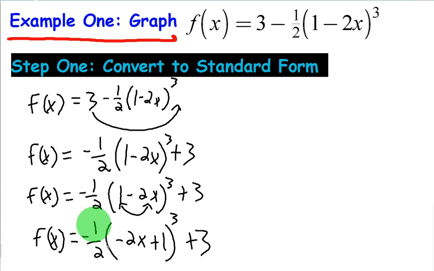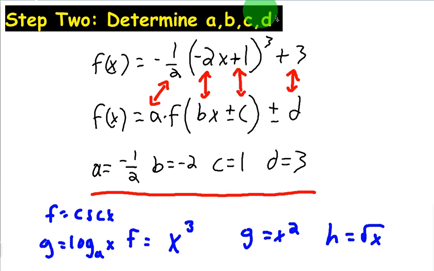So why do I say all that? Because here we can see this is our a value that's going to be multiplying into the function that we've studied previously. This is our b value in front of the x. This is our c value being added or subtracted from the x. This is our d value. And again, we know it's a cubic function because it's being cubed, so that's going to be our parent function. Step 2 is to determine a, b, c, and d, which I just went over. Here's the general form of our f of x function. And so a is negative 1/2, b is negative 2, c is 1, and d is 3.